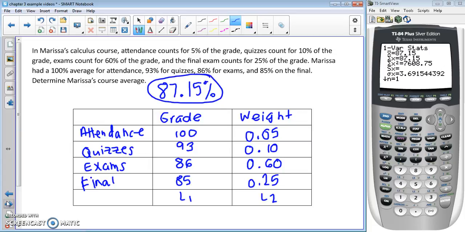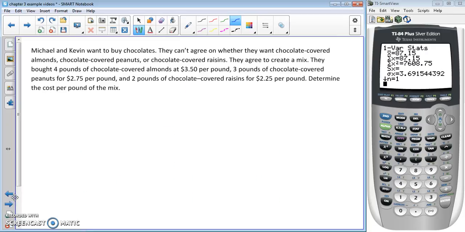Right, so another example. So I have two friends, Michael and Kevin, who want to buy some chocolates, but they can't agree on what they want. So they buy 4 pounds of chocolate covered almonds at $3.50 per pound, 3 pounds of chocolate-covered peanuts for $2.75 per pound, 2 pounds of chocolate-covered raisins at $2.25 per pound, and they want to know the cost per pound of the mix here.